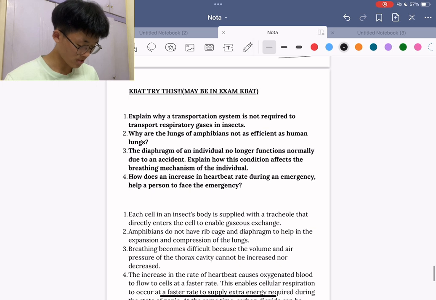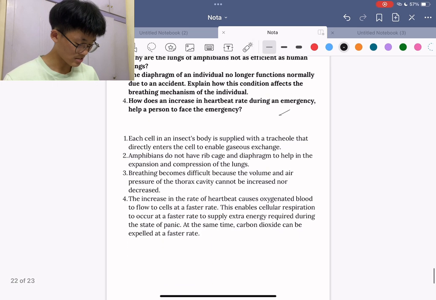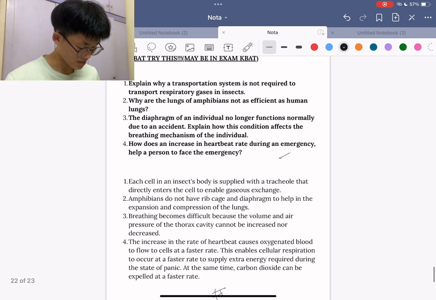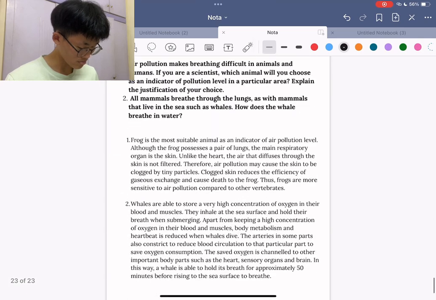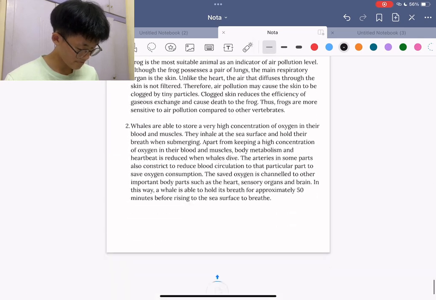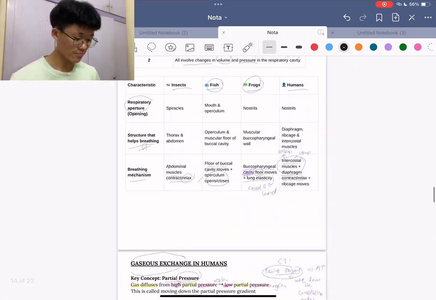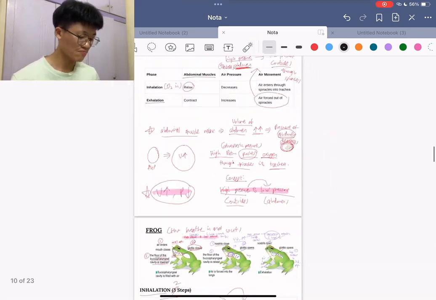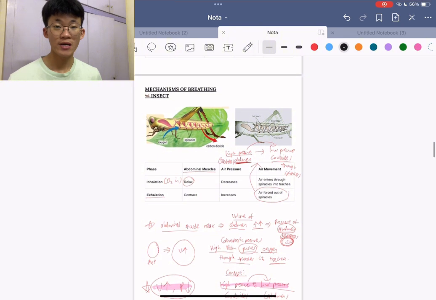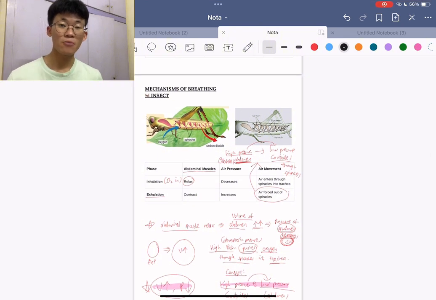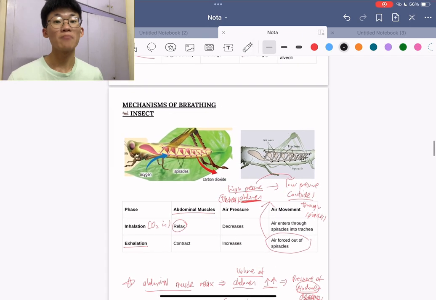So this one you can try yourself. You can try, and then the answer is in here. Yes, that's all for the whole chapter. What we learn in this chapter is just simple. It just teaches us how we breathe. Volume decreases, pressure increases, and vice versa. And also it teaches us about the adaptations in order to optimize the gaseous exchange.